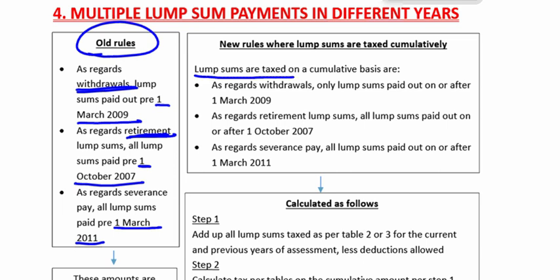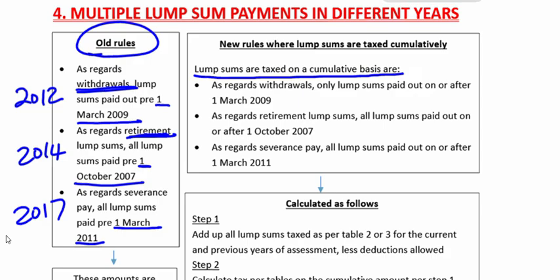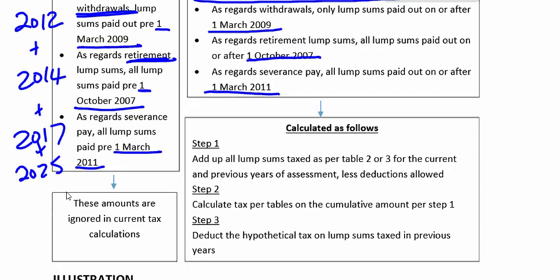It says here lump sums are taxed on a cumulative basis. So we add all of them together. So if there was one of these in 2012 and another one of these in 2014 and another one of these in 2017, and now there's a new one this year in 2025, we're going to just add all of these together. Okay, so we're going to need to add up everything after this date. So as you can see, with withdrawals after that date, with retirement lump sums after that date, and with severance payments after that date. And how do we calculate the answer?